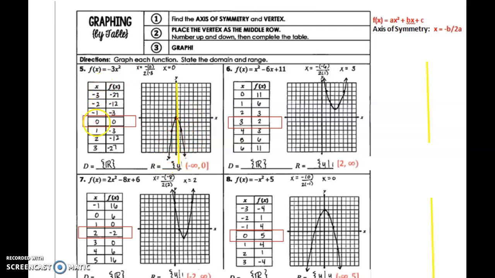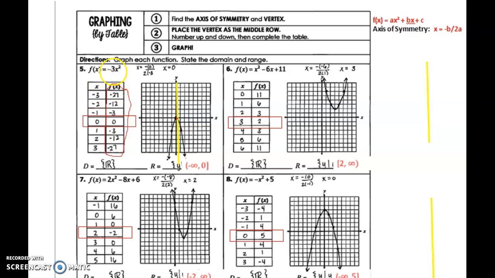The reason is because I need 3 values to the left because I want a variety of points. So easy points. I don't want any fractions. I don't want any decimals. To the left of 0, I have x values of negative 1, negative 2, negative 3. Those are easy, so I'm going to plug those into my table. And then to the right side, I want easy values: positive 1, positive 2, positive 3.